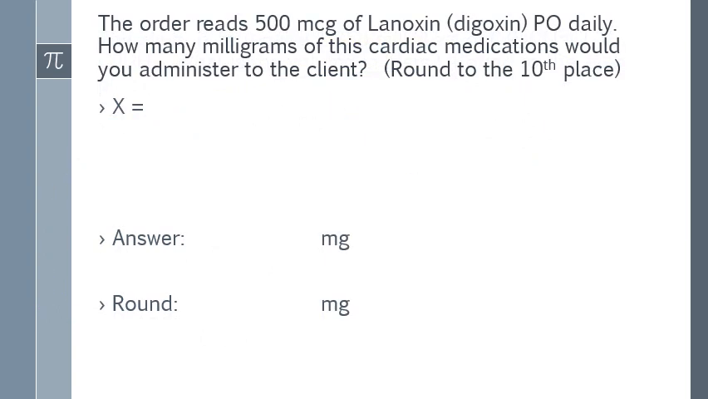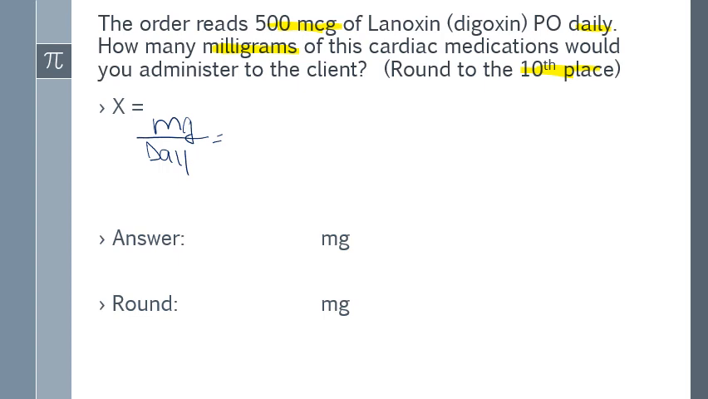All right, so let's take a look at what we're solving for. We are solving for, in this problem, how many milligrams are we going to administer to the client? Okay, so we need milligrams. What do we know? We know that our order is 500 micrograms a day. We also know that this problem requires us to round to the 10th placeholder. So we are solving for milligrams per day, and we know that we have micrograms in the order. So we already know we need to do some converting there.